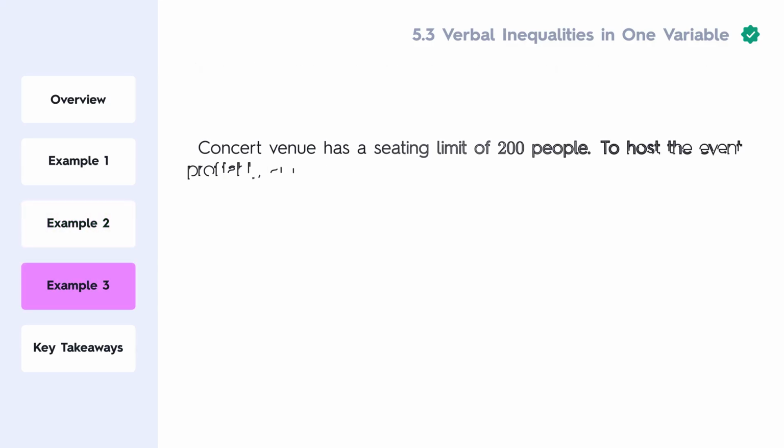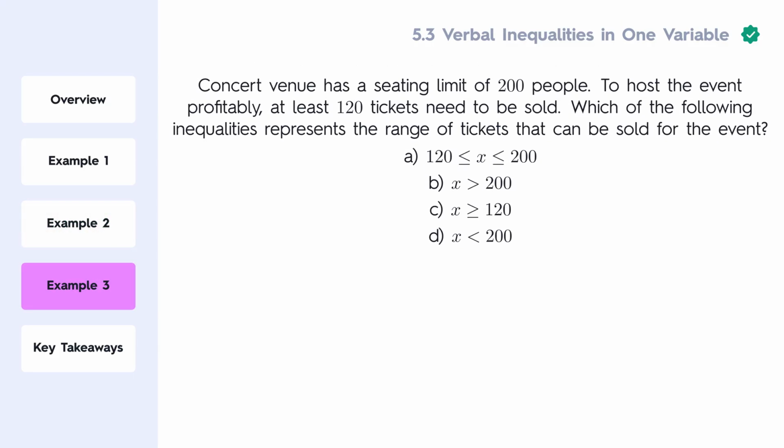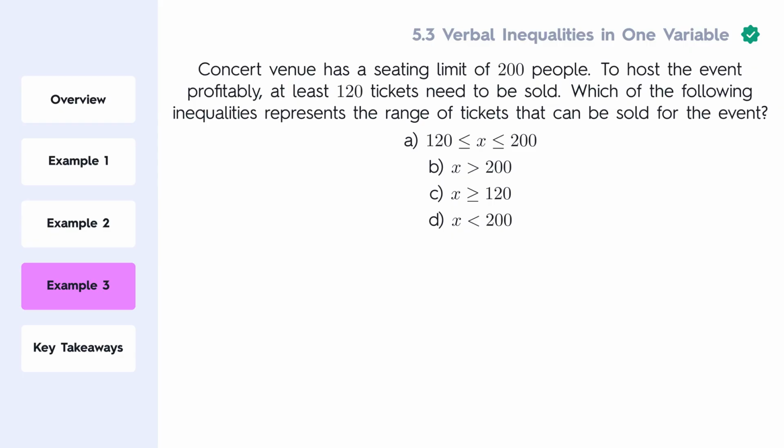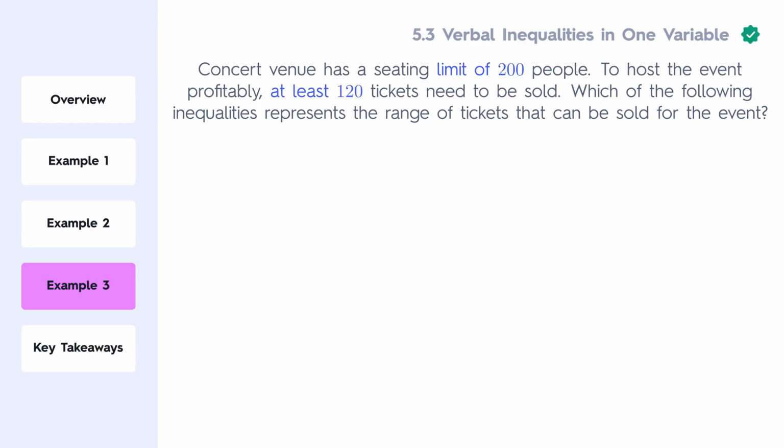For the final example, a concert venue has a seating limit of 200 people. To host the event profitably, at least 120 tickets need to be sold. Which of the following inequalities represents the range of tickets that can be sold for the event? First, let's identify the key phrases in this problem. We see two key phrases here: the seating limit of 200 and at least 120 tickets. Let's look at each one.